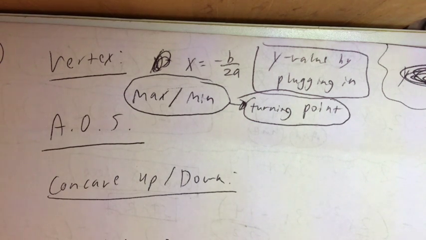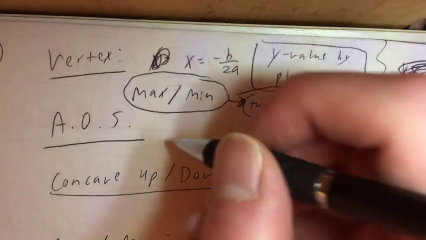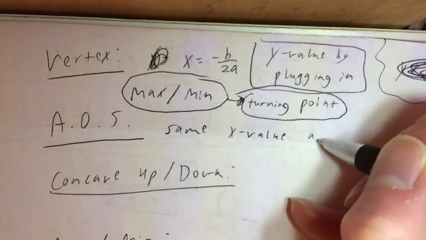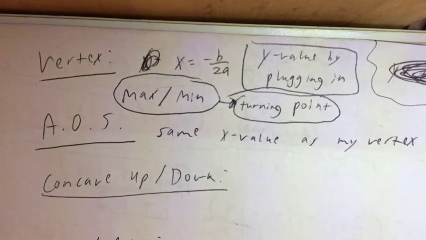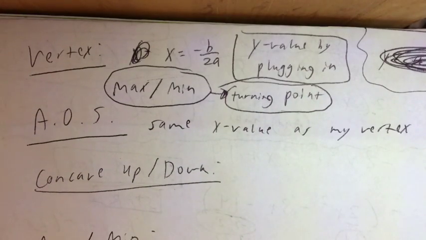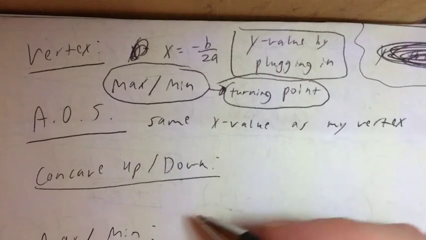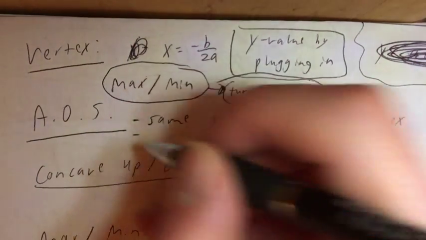Now, AOS, what does that stand for? Axis of symmetry, right? What that is really just the same x value as my vertex. But what is an axis of symmetry anyway? Well, remember when we talked about symmetry, it's where you can cut something in a particular way so that one side looks like the other. That's really all it is. It's a way to cut your graph in half, okay? Now, I'm thinking of a technical definition for it.